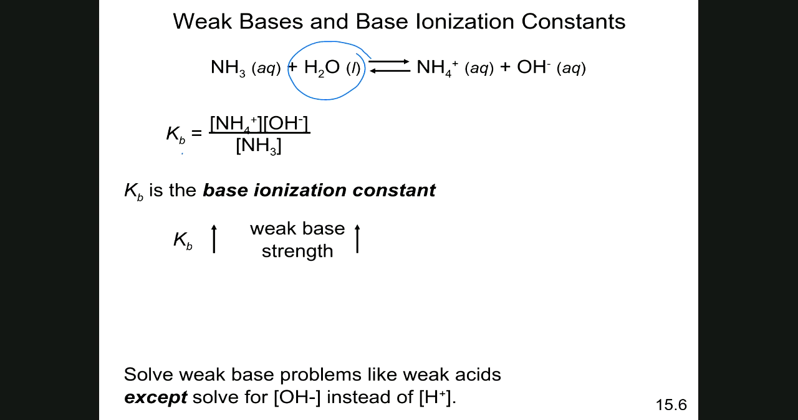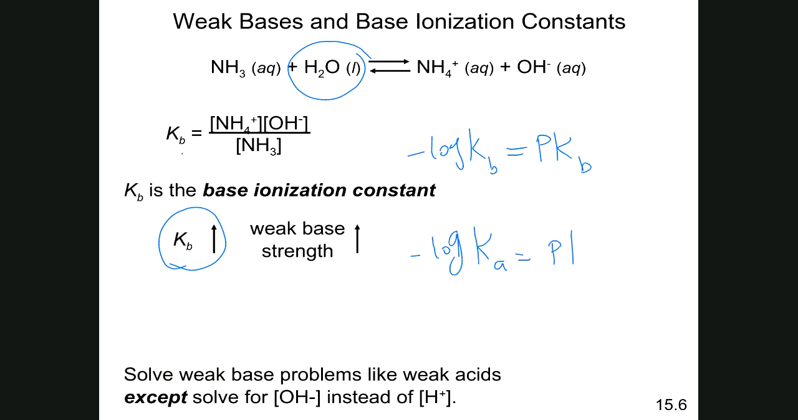The higher the value for Kb, the stronger the base is going to be. You can take the negative log of Kb and you get pKb. If you take the negative log of Ka, you would get pKa, just like pH.